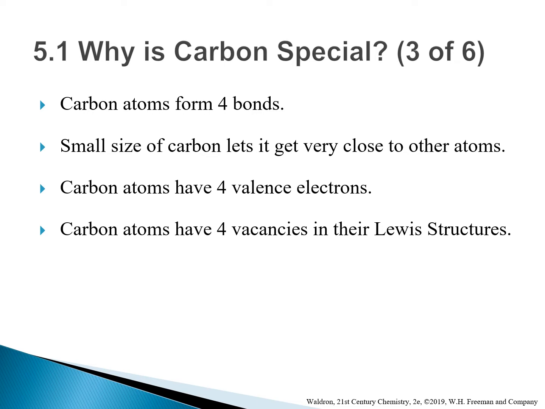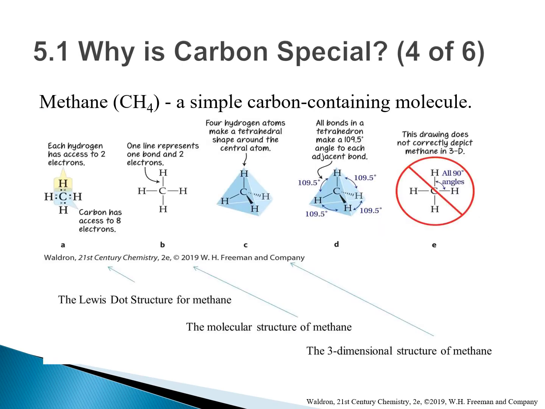We learned from the last chapter that carbon atoms have 4 valence electrons. There are 4 vacancies in their Lewis structure to be filled to achieve an octet. Therefore, carbon atoms make 4 bonds. Methane, CH4, is a simple carbon-containing molecule. Let's take a look at the structure.